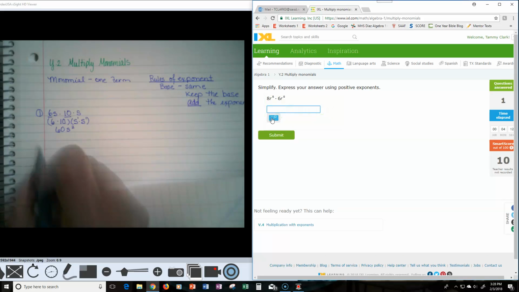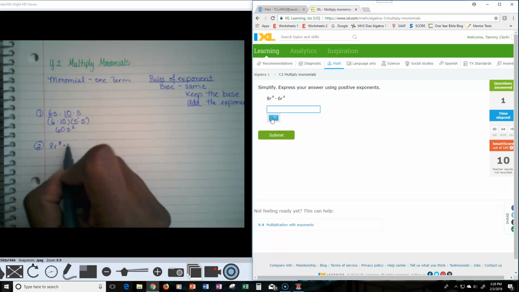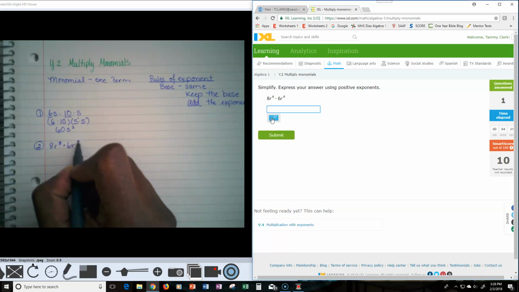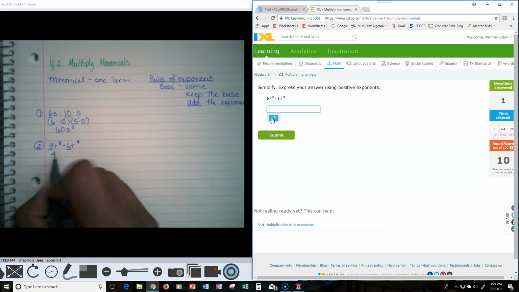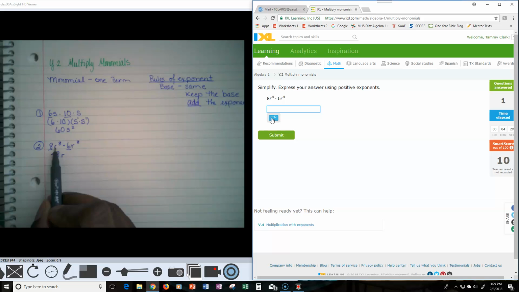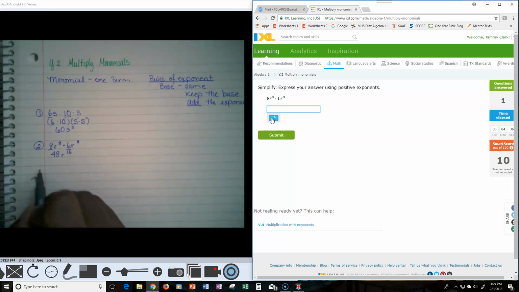All right, let's look at number 2. Number 2 says 8r to the 8th power multiplied by 6r to the 8th power. Multiply the coefficients. 8 times 6 is 48. R to the 8th times r to the 8th. We keep our base of r and add our exponents, which is 8 plus 8, which is 16. So put that in, 48r to the 16th power.